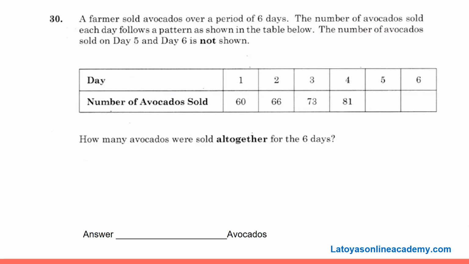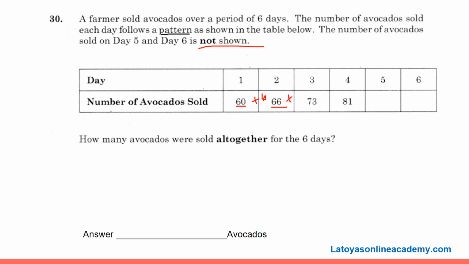Question number 30. A farmer sold avocados over a period of 6 days. We have our table here showing us the 6 days. The number of avocados sold each day follows a pattern as shown in the table below. The number of avocados sold on day 5 and day 6 is not shown. So we have to figure out what the pattern is. Now on day 1 we sold 60. The next day we sold 66. That's 6 more.